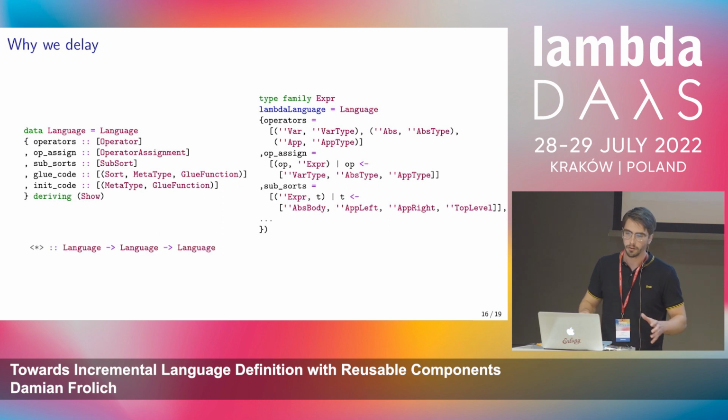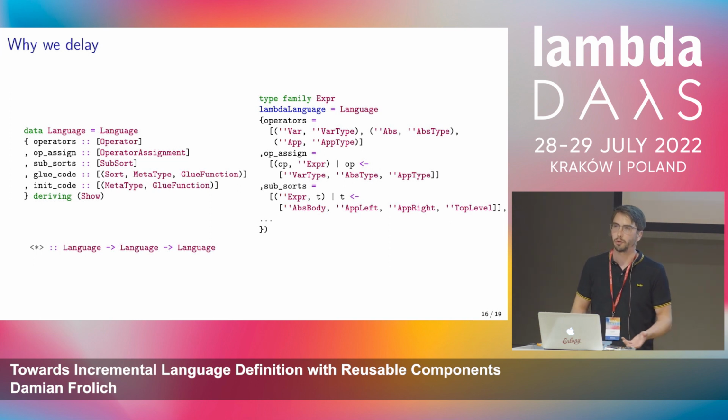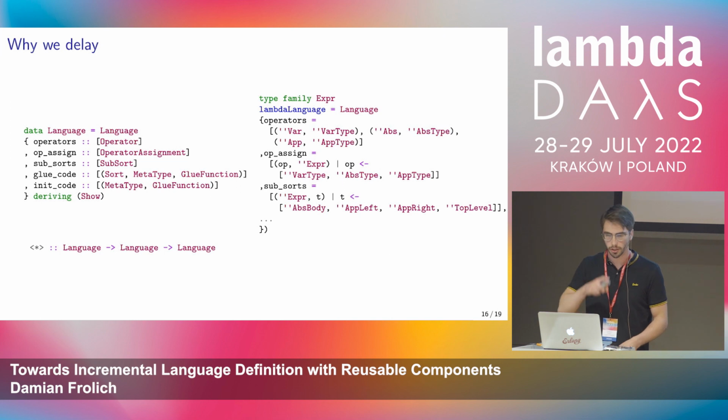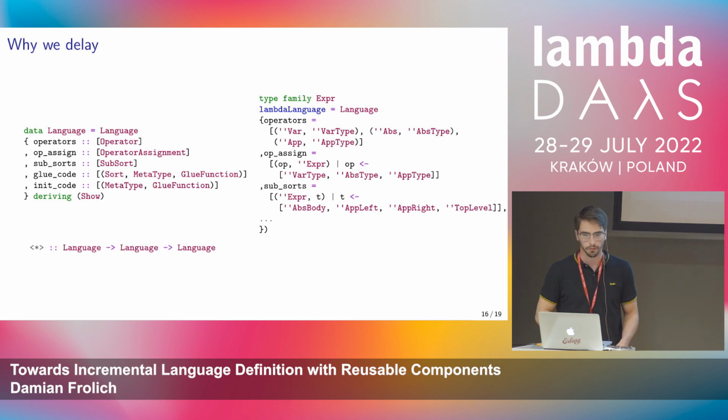And now, the great thing about this is that we can just write functions over our data types. So we only actually need one function, which is the composition function, which is what we wanted to achieve. So we have a composition function that takes two languages and then returns a language. It just does a union on the operators, a union on the assignments, a union on the subsorts, and it does function composition on the glue code and the initialization code to turn it into a new language.